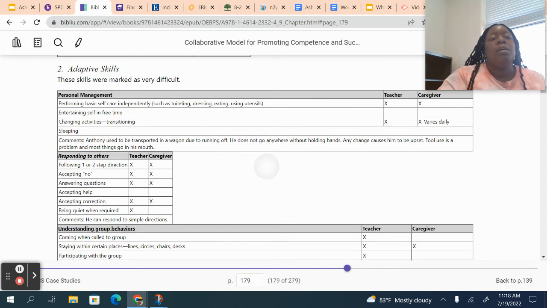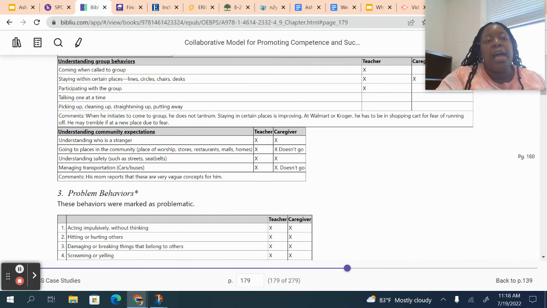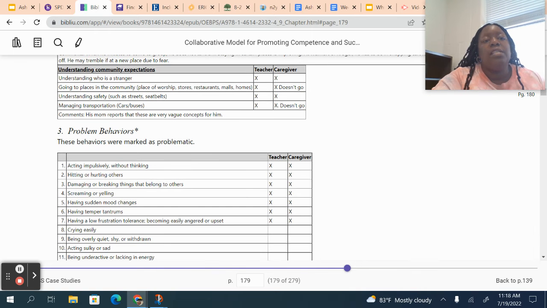All right, we've got frustrations, we've got fears, and then we get to some of the technical stuff like personal management, adaptive skills, responding to others, understanding group behaviors, things like picking up and cleaning up and straightening and putting away things, participating with the group, understanding community expectations, knowing who's a stranger and who's not.